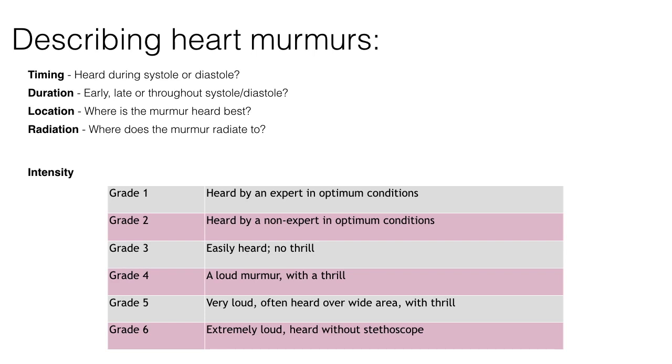When you're listening for aortic stenosis, you want to listen to the carotid to see if it radiates towards there. And when you're listening to mitral regurg, you want to listen into the left axilla to see if it radiates towards the left axilla. And lastly, you need to talk about the intensity of that murmur. And this is graded between 1 to 6, 1 being it was heard by an expert in optimal conditions, and 6 being it was extremely loud and heard without a stethoscope.